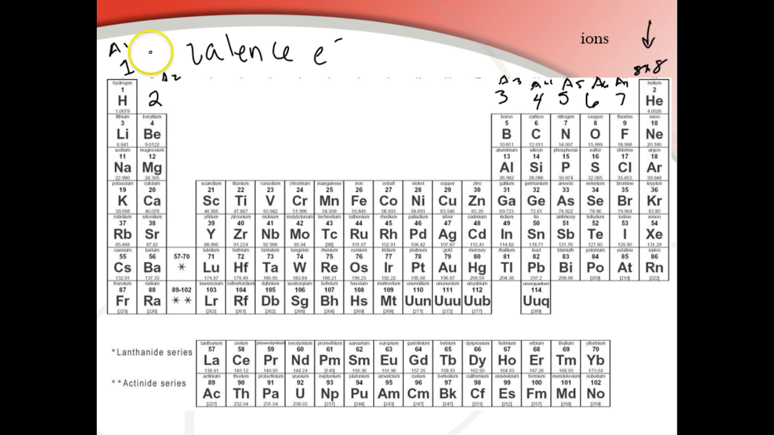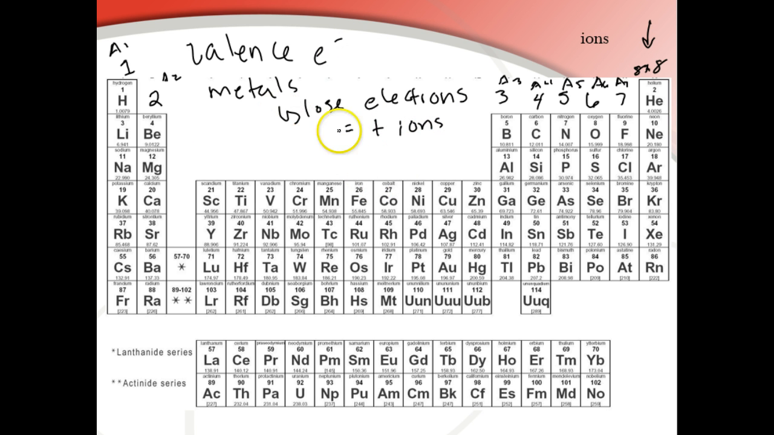So the metals, which we just looked at, lose electrons. And when they lose electrons, remember, electrons are negatively charged, so when they lose electrons, they form positive ions.